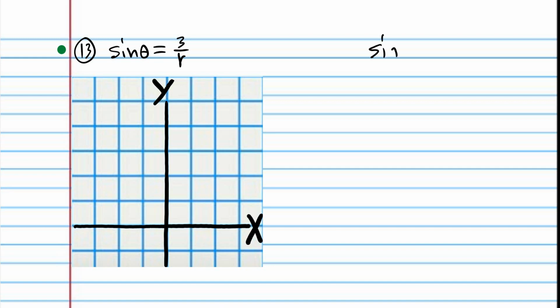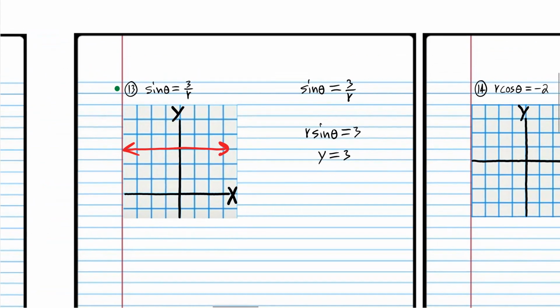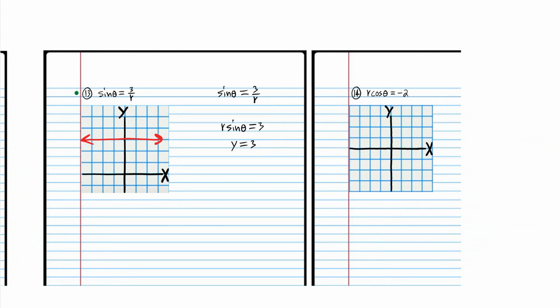Alright, we're back. So I'm going to multiply both sides by r. You don't have to do it this way, but this is just the easiest way to see what we're doing. R times sine theta is equal to y. So now we see what the equation really is. It's just a horizontal line at y equals 3. Alright, so if you got that one right, perfect. Try number 14. When you come back, we'll do it together.